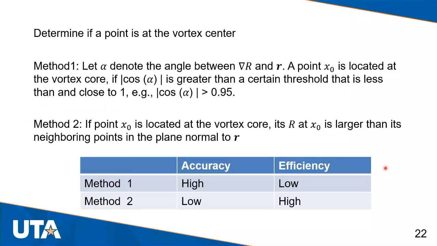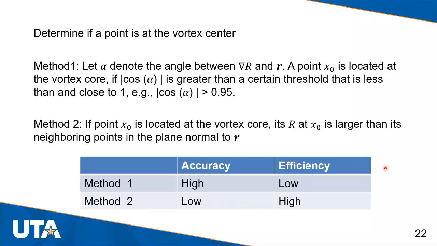So we still go back to the definition of vortex core. The definition requires parallel. So a straightforward method is we just check the angle between these two directions. If the angle is 0, they are parallel. But as I have mentioned before, this condition requires the point to be very close to the vortex core. So its efficiency is low, right? And it may miss some points.